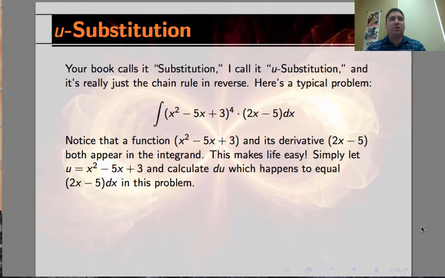And so the way this works is you just let u be equal to some portion of your function. And the smart choice here is that I want u to be equal to x squared minus 5x plus 3. I want u to be equal to this thing inside of the first set of parentheses. Why? Well, because I've been doing these things for years and I know exactly what choice of u is going to work out for us.